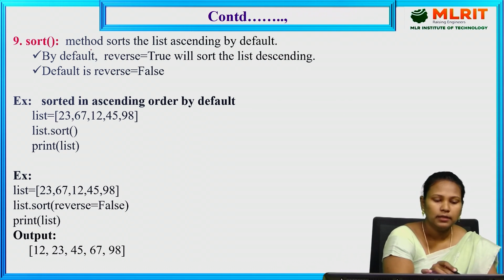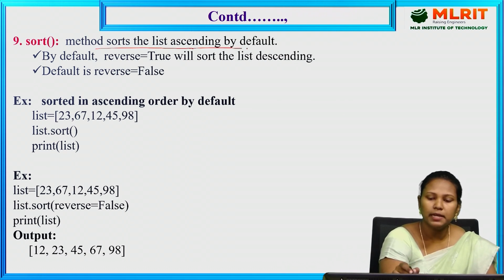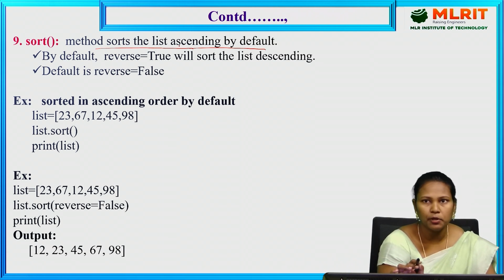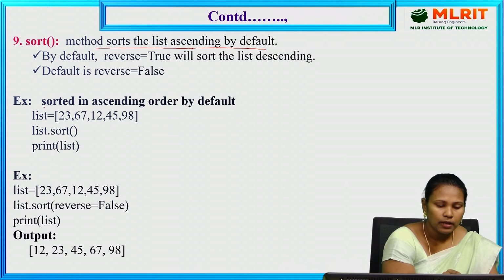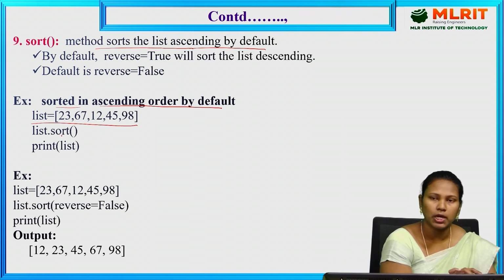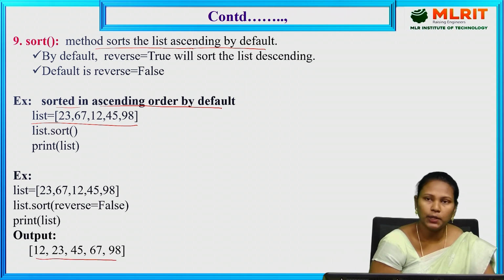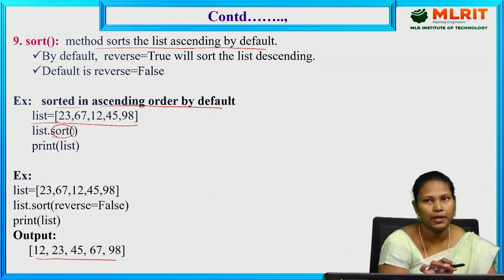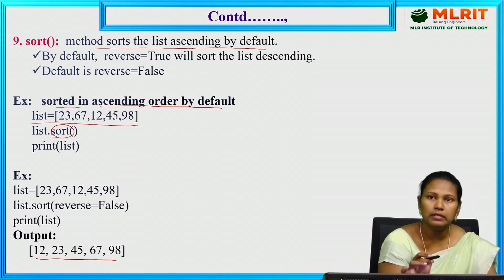Sort method. It sorts the list in ascending order by default. So guys, it is sorted in ascending order by default. Here the list contains some elements, and list dot sort sorts the data. It displays the values 12, 23, 45, 67, 90. This is the built-in function we use for sorting data. In C we need to write the logic also, but here we have built-in functions. That's why Python is very easy.